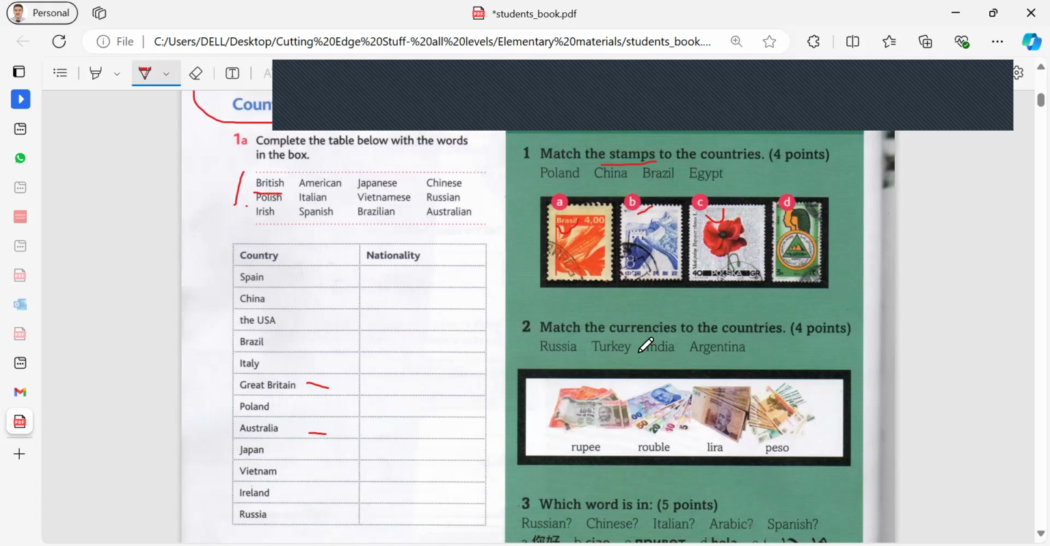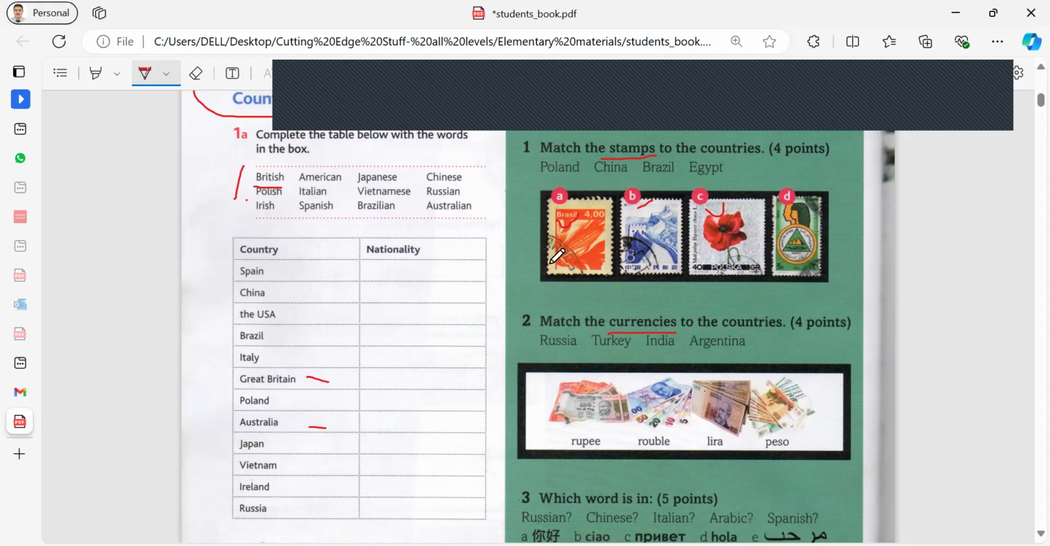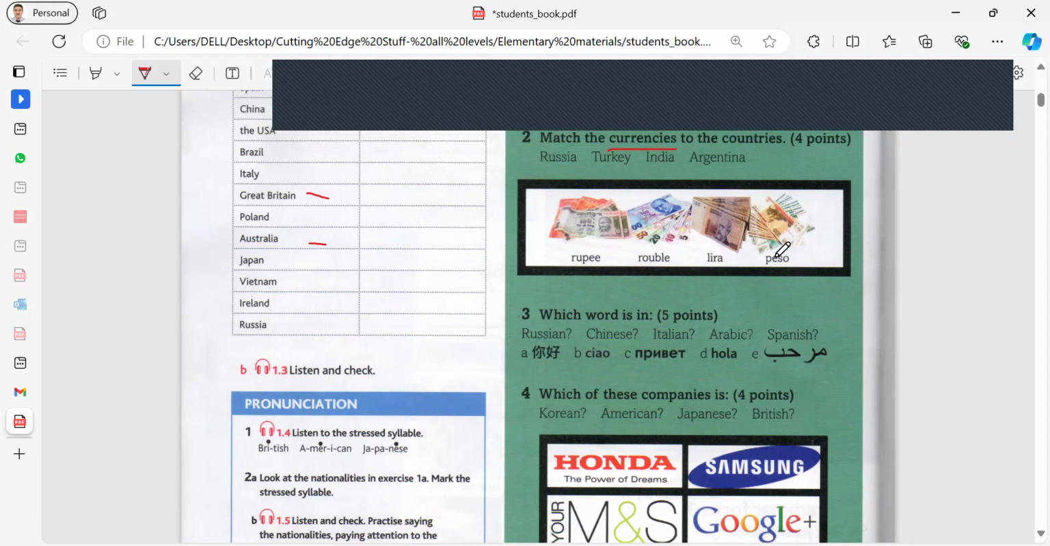Next. Match currencies to the countries. What do I mean by currency? Al-amla. Excellent. Wonderful. Yes. So Russia, Turkey, India, Argentina. Okay. Here we have four currencies, as you see. Rupee, ruble, lira, peso. Russia, what is the currency in Russia? Peso. You may be right. You will see. What is the currency in Turkey? Lira. You may be right or wrong.